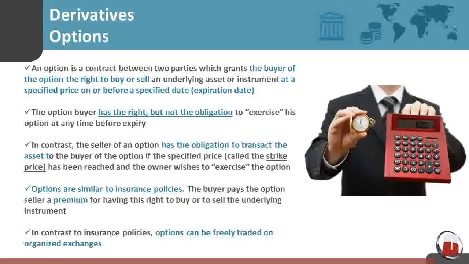The buyer pays the option seller a premium for having this right to buy or to sell the underlying instrument. In contrast to insurance policies, options can be freely traded on organized exchanges. Like futures, options can be on any kind of instrument, such as stocks, gold, FX, etc.